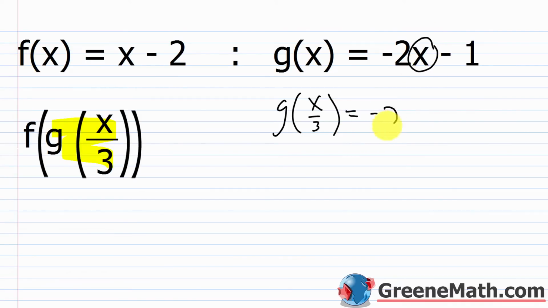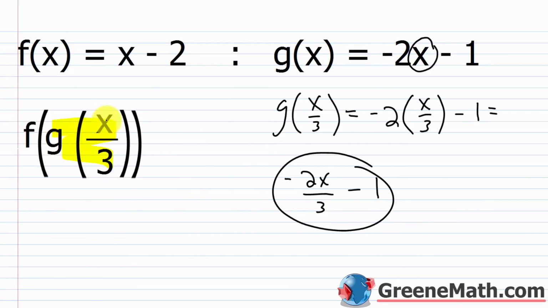This is equal to negative 2 times, again, I'm going to plug in an x over 3 in for that x, and then minus 1. So this would end up just being negative 2x over 3 minus 1. Now you can get a common denominator there if you want. You don't have to. I'm just going to leave it as it is. And so this guy right here is what g of x over 3 is. So that's what's going to go there.